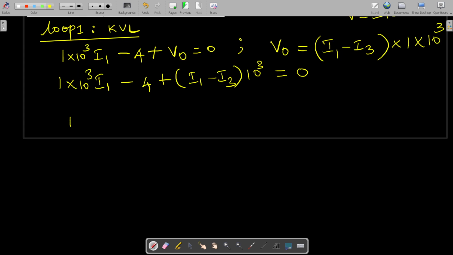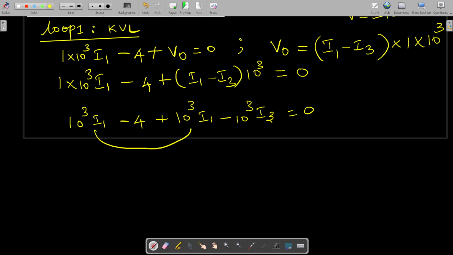So it can be written as 10 power 3 I1 minus 4. By expanding this, we get 10 power 3 I1 again minus 10 power 3 I3, equal to 0. By combining these two, we get 2 into 10 power 3 I1. Then I write 10 power 3 I3 with the minus sign, and I bring this minus 4 to this side so that it becomes plus 4. So this is equation number 1.